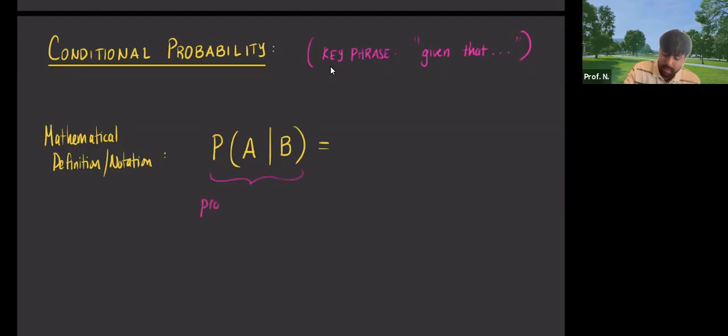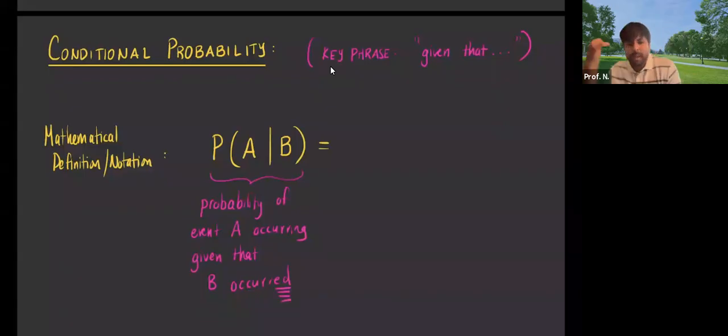This is the probability of event A occurring, key phrase, given that B occurred. And let me just stress, it happened. So we're assuming that the event B, whatever that may be, occurred already. And we want to figure out the probability of A happening given that B occurred.